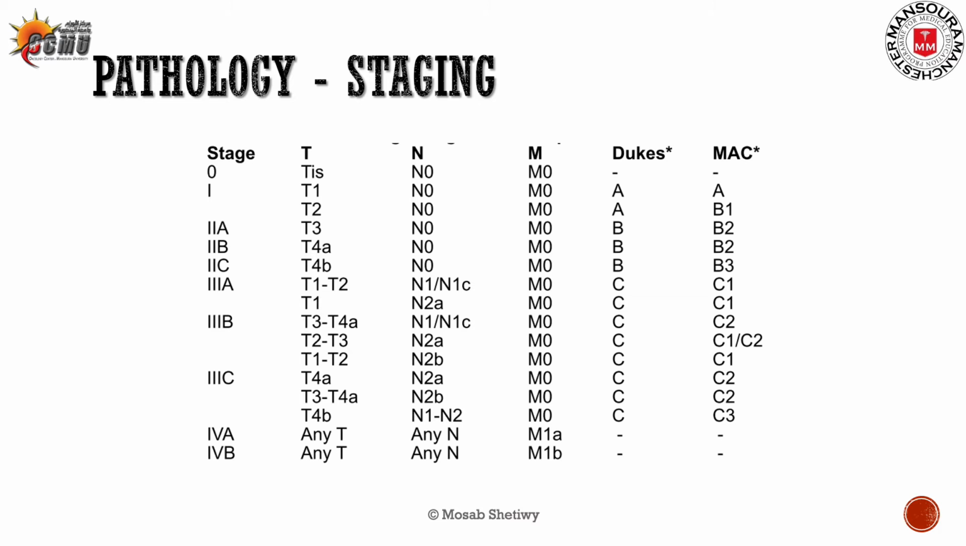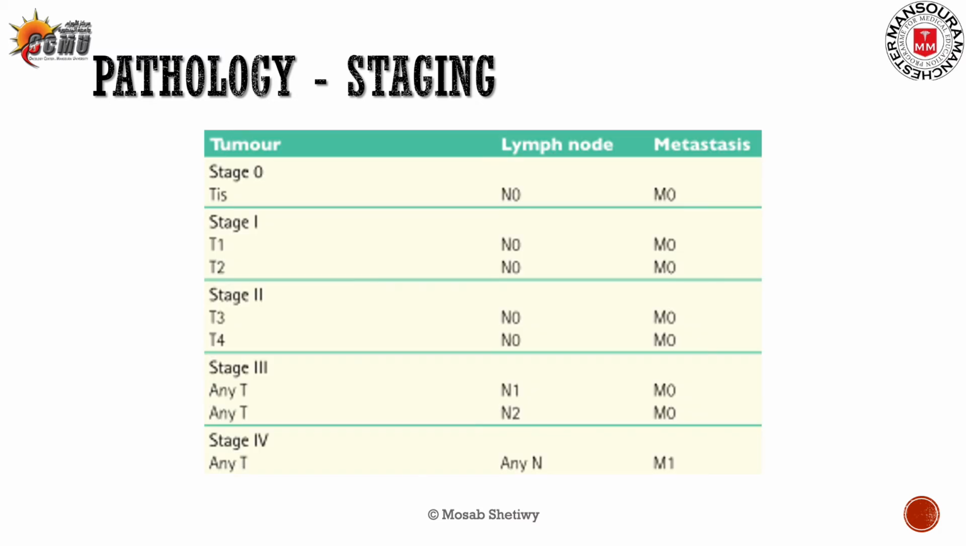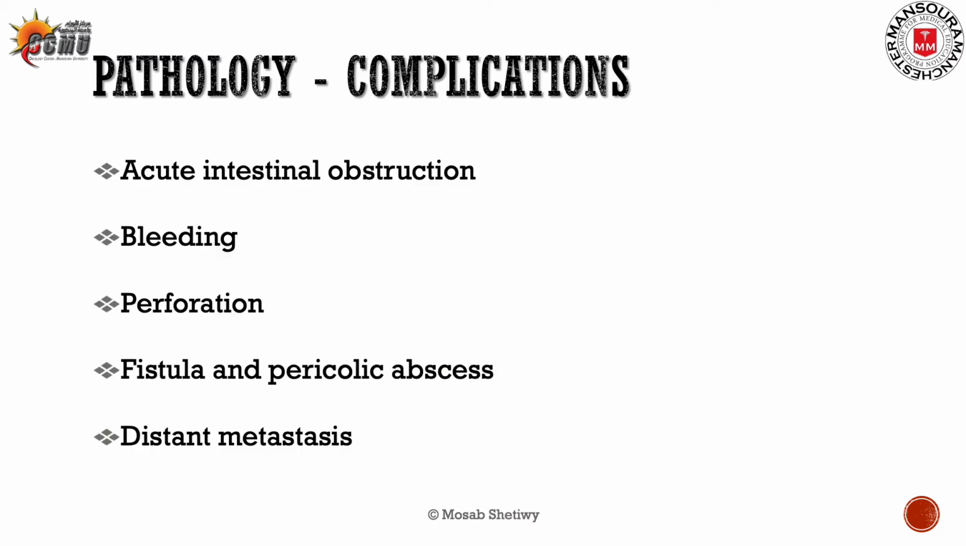Well, actually, this is a very big table. I personally cannot memorize this table, so this is the short form of the previous table. As I mentioned, stage 0 is an in situ carcinoma. Stages 1 and 2 are early node negative carcinoma. Stage 3 is node positive, and stage 4 is metastatic disease.